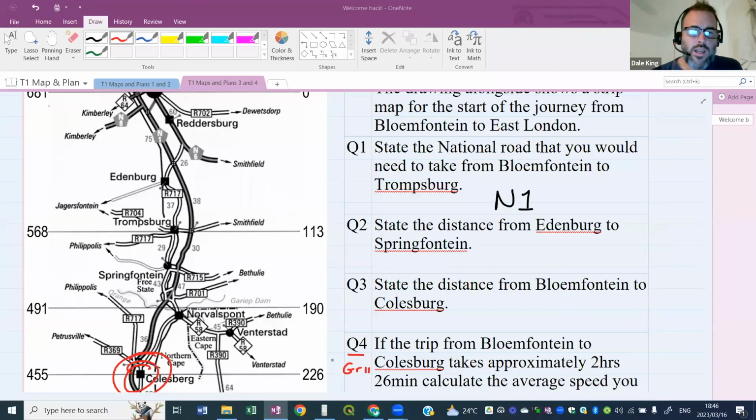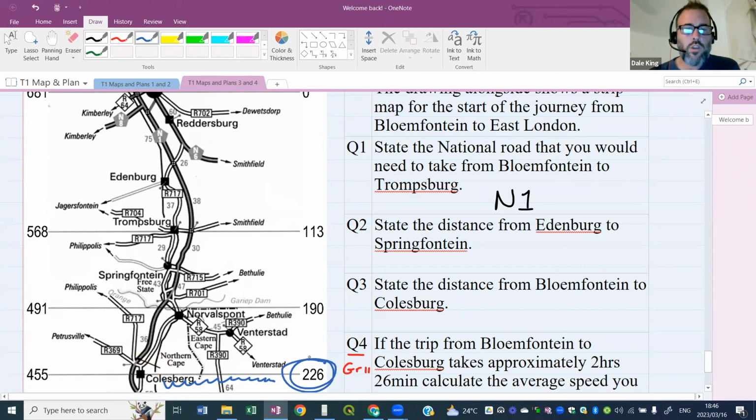They're looking on the side. This is 226. So this route from Bloemfontein all the way to this town of Colesberg is 226 kilometers, because there's a horizontal line on Colesberg saying when you get here, you've traveled 226 kilometers. I'm going to write that down. 226 kilometers. All right.